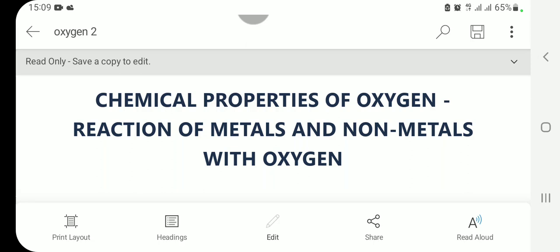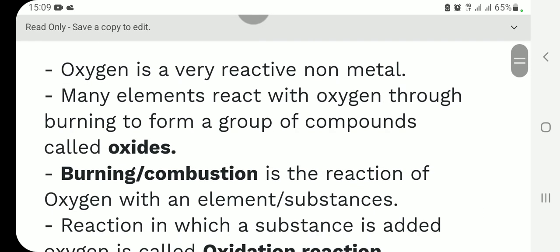Hello, we're going to look at the chemical properties of oxygen, the reaction of metals and nonmetals with oxygen. This deals with the chemical properties of oxygen, which includes the reaction of metals and nonmetals. Oxygen is a very reactive nonmetal. Many elements react with oxygen through burning to form a group of compounds called the oxides.